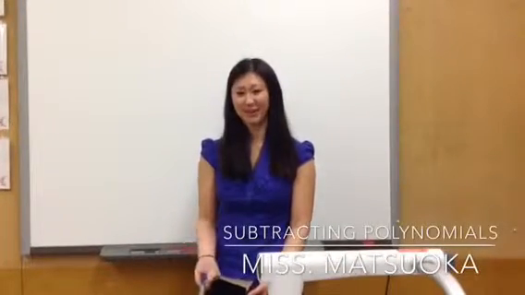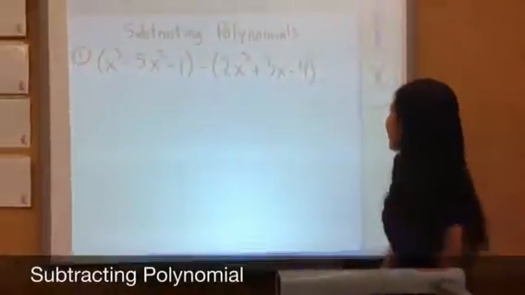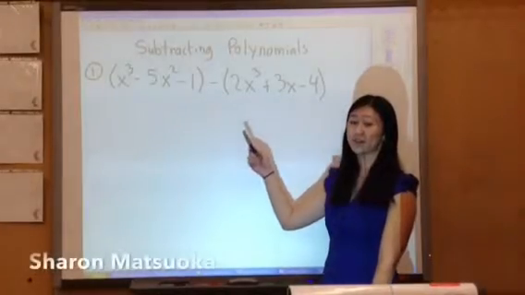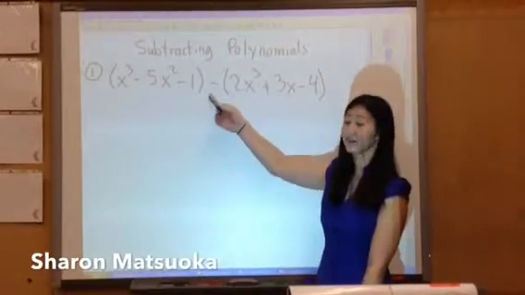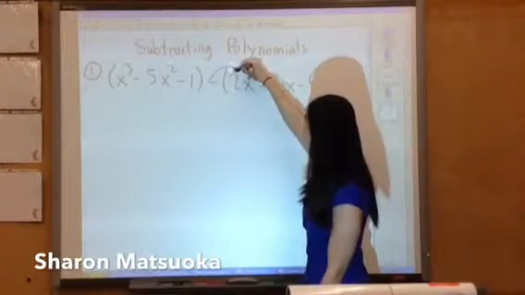Today we're going to be talking about polynomials, really just mainly subtracting them. So here we go. When you subtract these polynomials, the first thing you want to do is distribute the negative sign. So the first thing we do is just distribute the negative to all three of these.